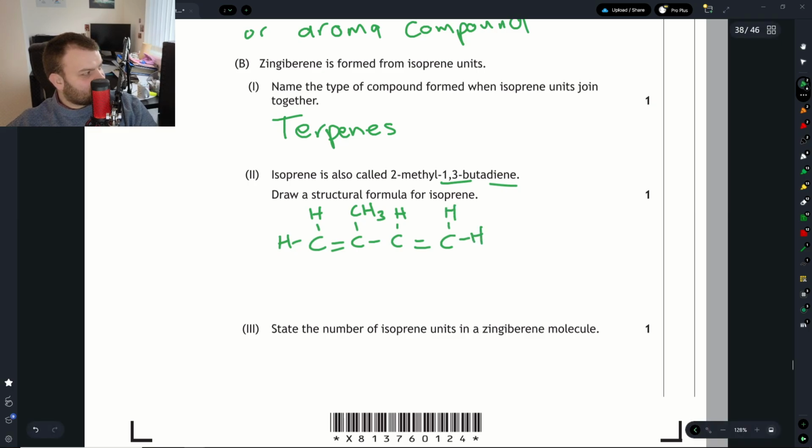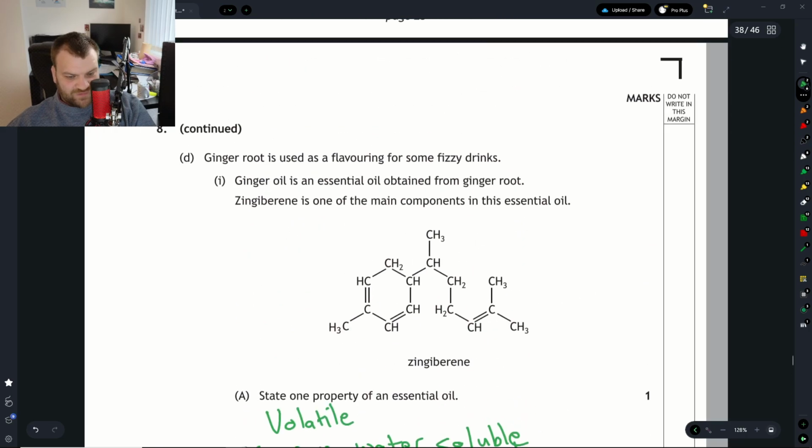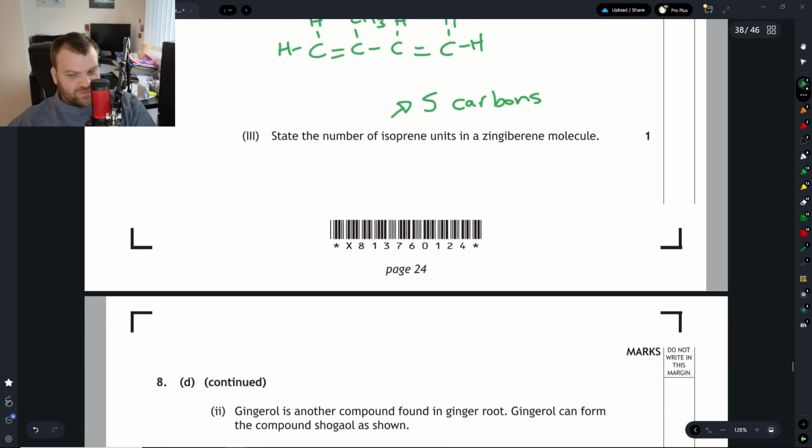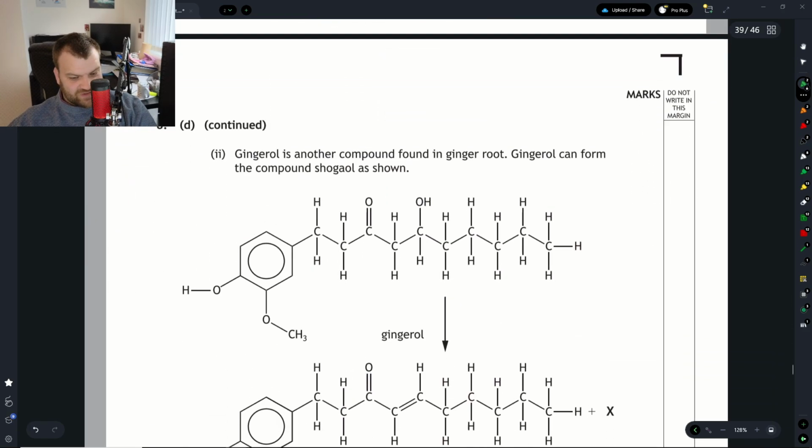and that would give you your structure that looks like that. Isoprene units, there are 5 carbons in each unit. We go up and we count how many carbons we've got. We've got 1, 4, 5, 6, 7. So there's 15 carbons, which means there has to be 3 isoprene units, which gets us our answer there.